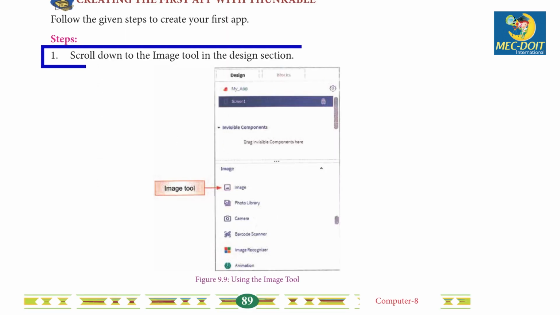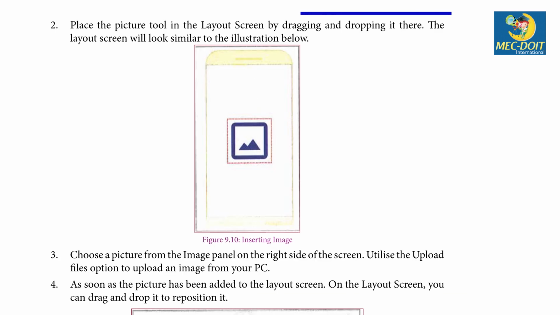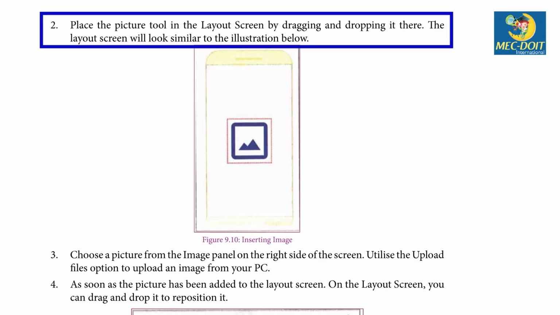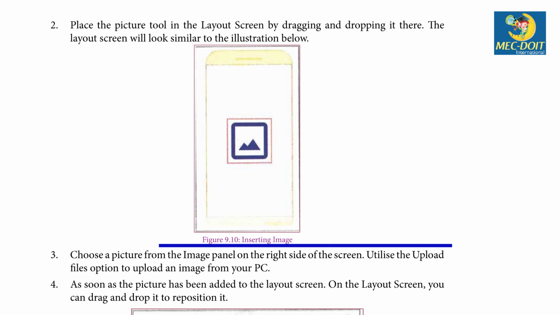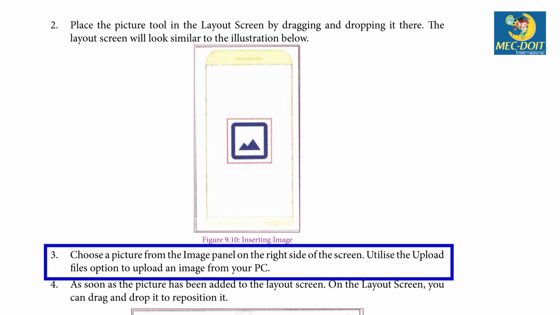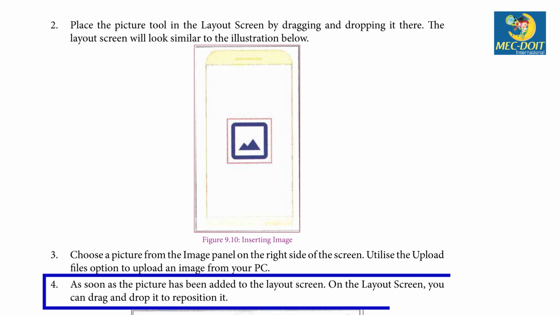Steps 1. Scroll down to the image tool in the design section. 2. Place the picture tool in the layout screen by dragging and dropping it there. The layout screen will look similar to the illustration below. 3. Choose a picture from the image panel on the right side of the screen. Utilize the upload file option to upload an image from your PC. 4. As soon as the picture has been added to the layout screen, you can drag and drop it to reposition it.